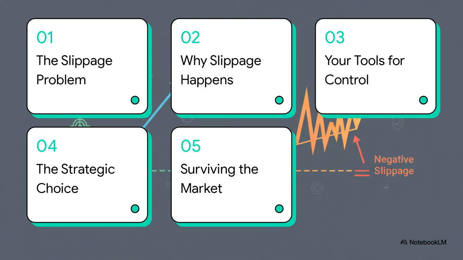So here's our game plan to get a handle on this. First, we're going to define the problem itself. What exactly is slippage? Then we'll look under the hood to see why it happens. After that, we'll get into your toolkit, the ways you can control it. We'll talk strategy, and finally, we'll see how all of this is absolutely key to surviving in modern markets.